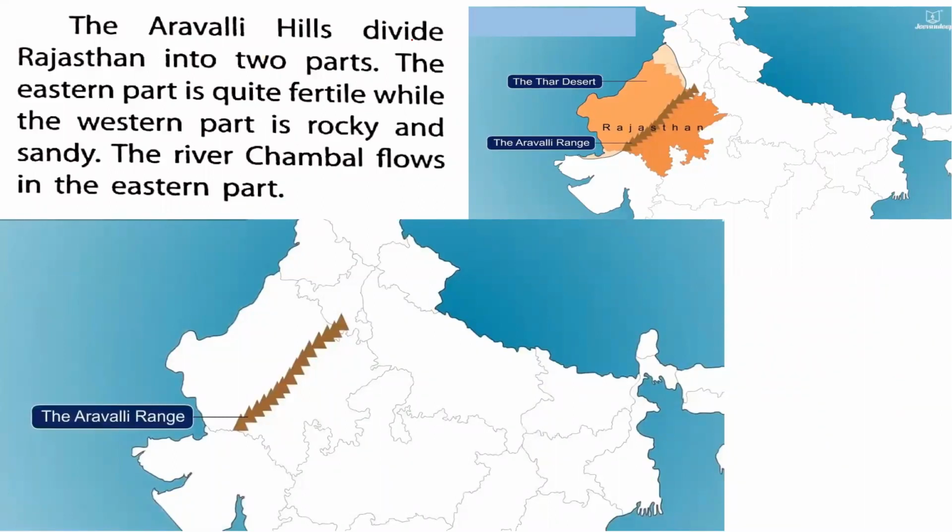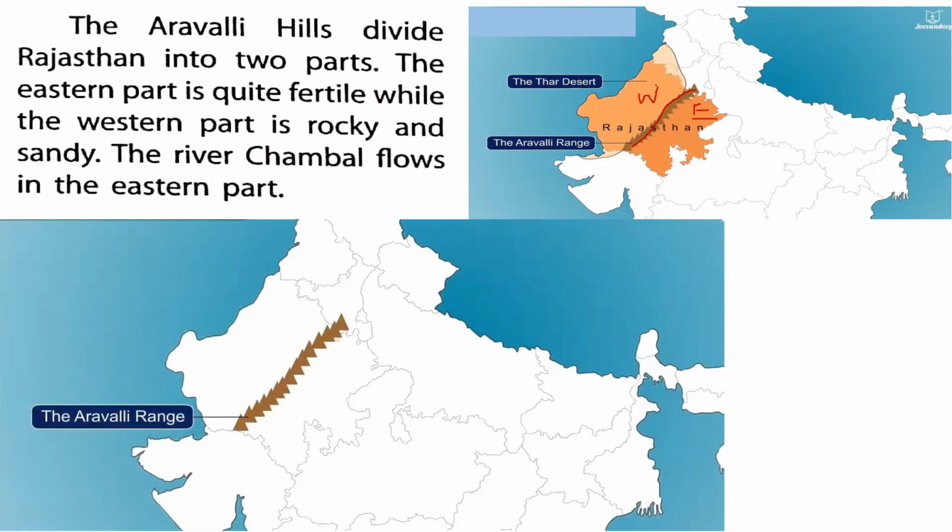The Aravalli Hills divide Rajasthan into two parts. Look at the map. Here you have Aravalli Hills. The eastern part is quite fertile. This is the eastern part, right? While the western part is rocky and sandy. This is the western part, and western part is rocky and sandy, right?